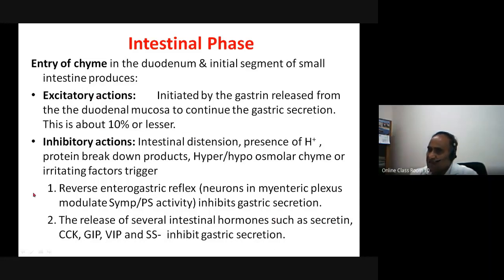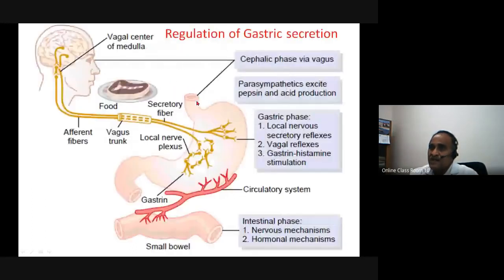These actions would be basically inhibiting the motor activity. This activity is basically increasing the secretory activity. Now, this is what is been shown here. It is taken from Guyton, and you just see that this is a cephalic phase. This is summarizing the regulation of gastric secretion, the cephalic phase.